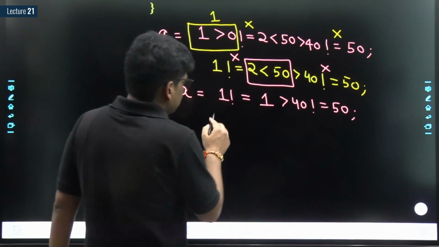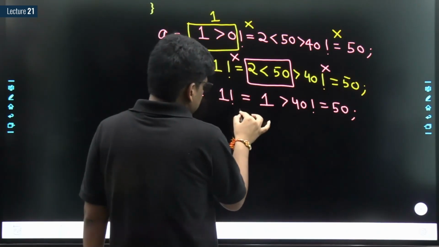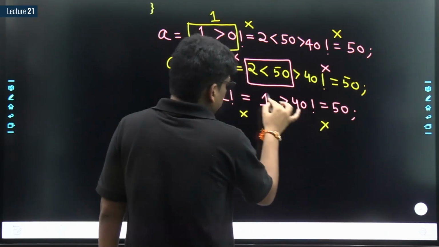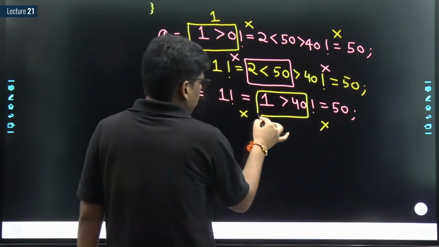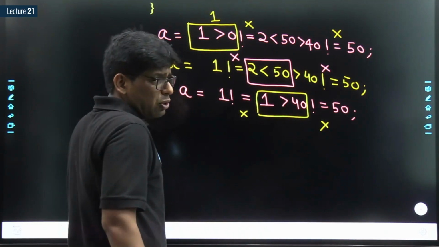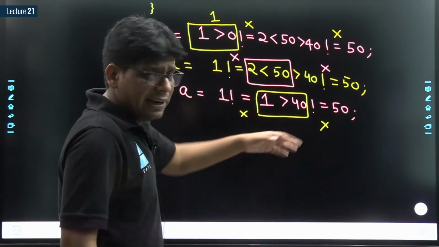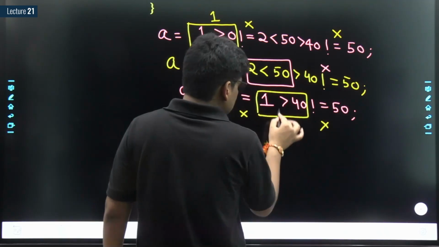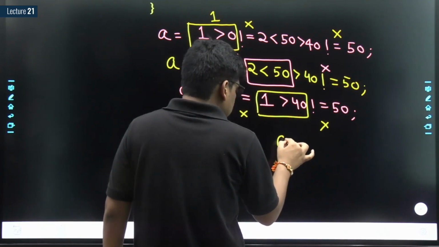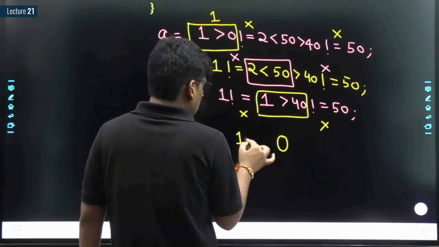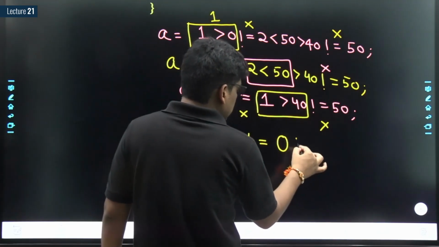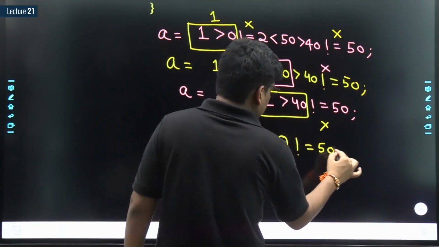Sir, which one will be performed? See, we are not talking about this, not talking about this. This one will be performed. Sir, 1 is greater than 40. Is it true? No, it is false. 1 is not greater than 40. That's why, if it is false, this whole is replaced by 0. So now we have 1 not is equal to 0, not is equal to 50.